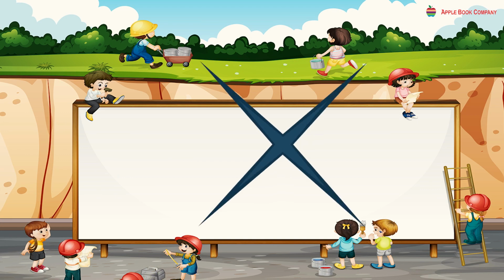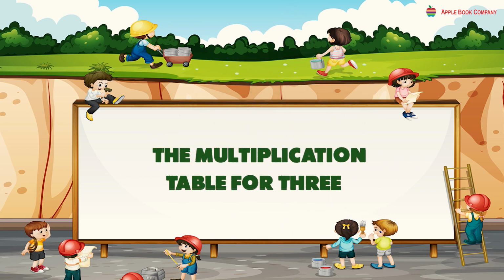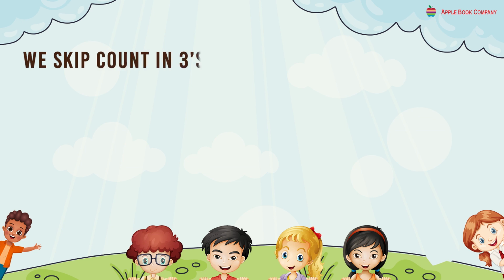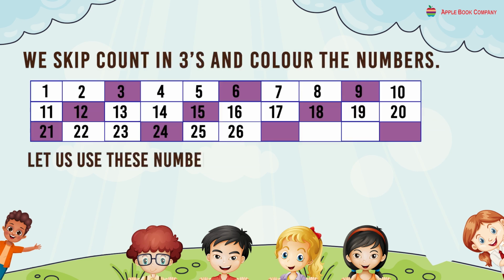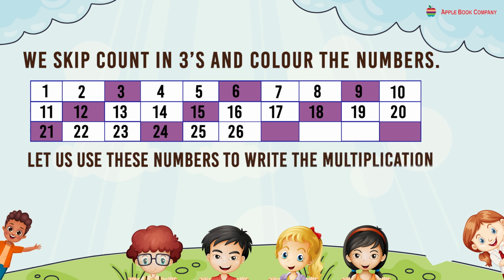Now let's look at the multiplication table for 3. We skip count in threes and color the numbers. Let us use these numbers to write the multiplication table for 3.